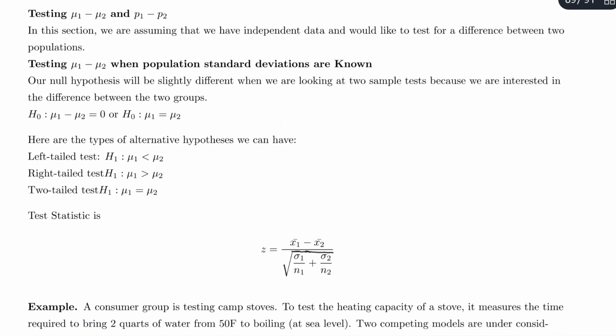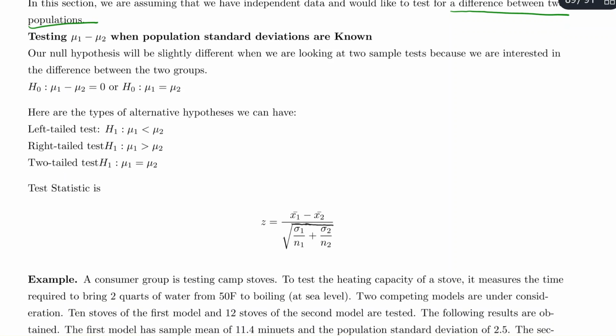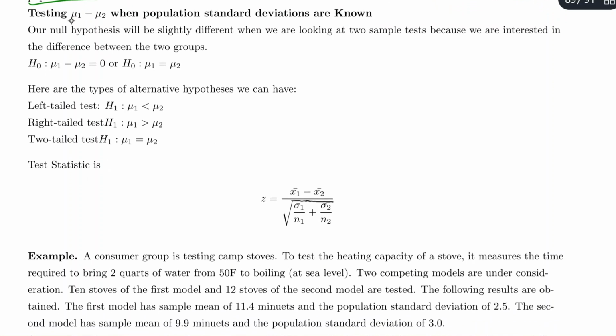Okay. So in this section, we're assuming that we have independent data and would like to test for a difference between two populations. The reason why we test for a difference is, if they're not different, that means they're the same, right? And if they're different, one can be greater than the other. Okay. So let's look at the first scenario, testing mu1 minus mu2 when the population standard deviations are known. That means population standard deviation 1 and population standard deviation 2, both of them are known. In that case, we use the Z test statistic.